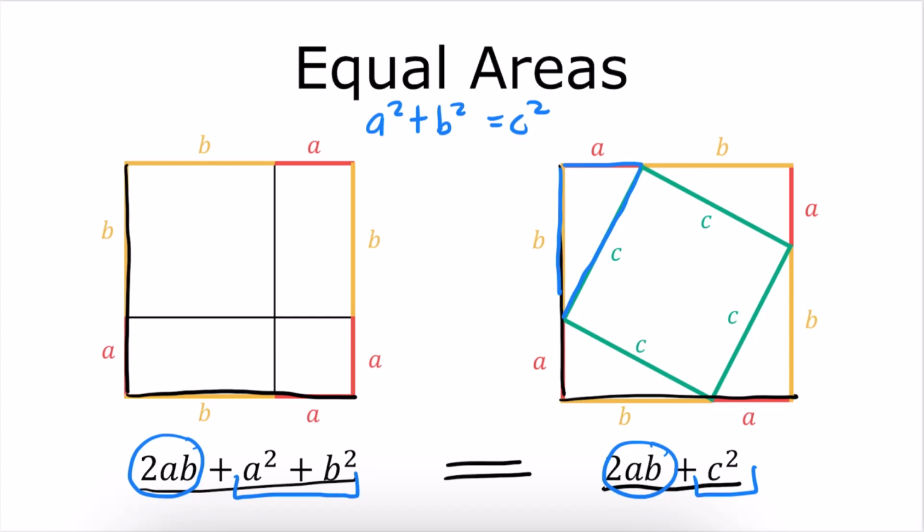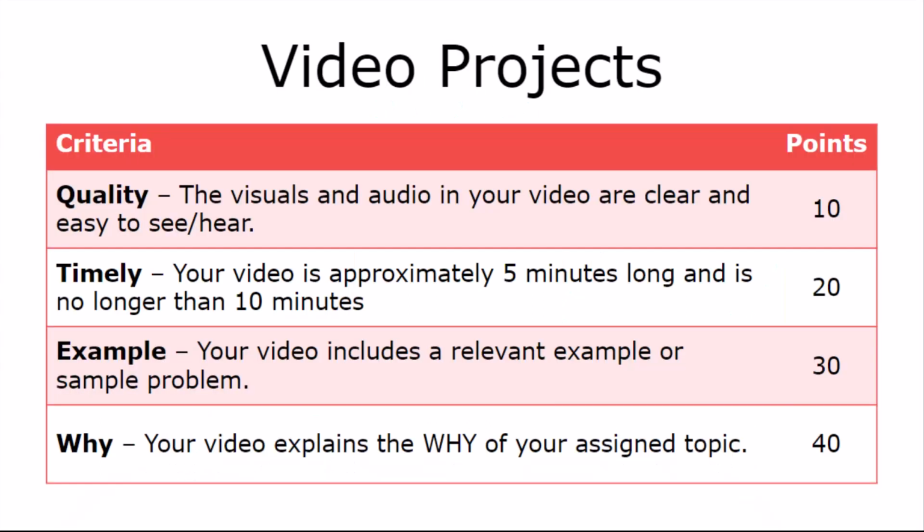of a right triangle. Okay, so let's go through the rubric that you guys will be evaluated on for your video projects and talk about how this video meets each of the criteria in that rubric. So the first criteria is quality, which means that the visuals and audio in your video need to be clear and that it's easy to see and hear whatever you're talking about.